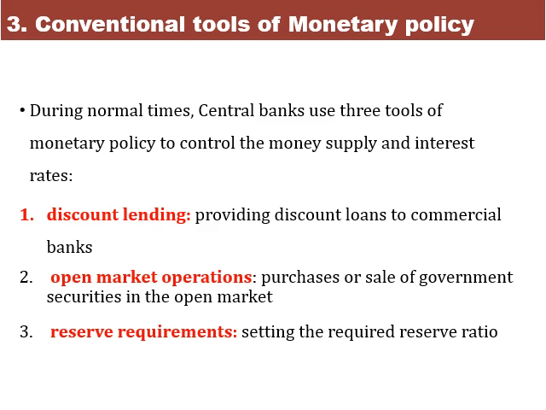The third point of the lecture is the main tools of monetary policy, where central banks usually use 3 tools of monetary policy to control the money supply and the interest rate. These tools are discount lending, open market operations, and reserve requirements. What is the meaning of each of them? Discount lending means that the central bank provides discount loans to commercial banks which face a shortfall in reserves, as we have seen in chapter 10.